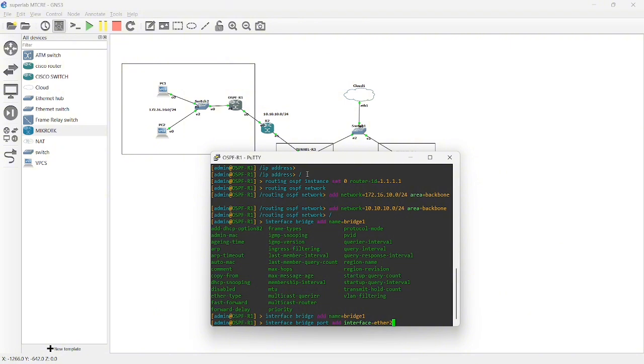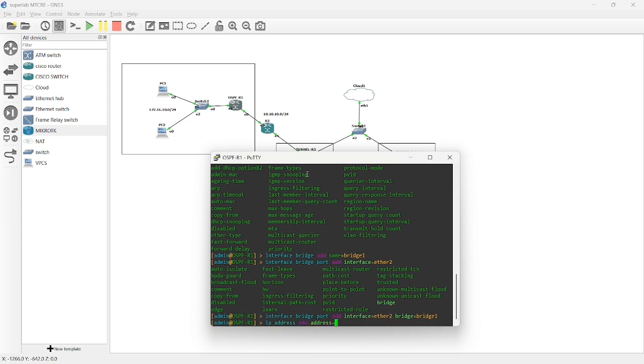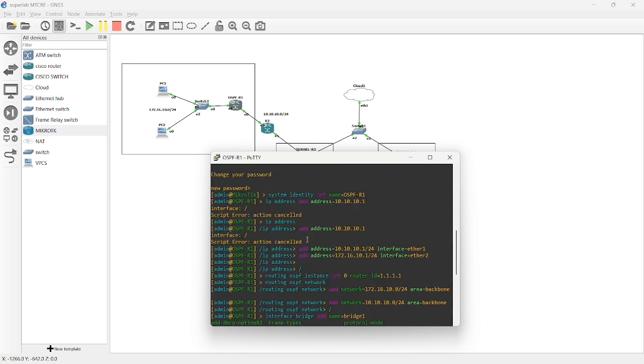Okay. We add the name bridge 1 and add the port interface ether 2 and bridge 1, and add the IP address, and the interface is gateway bridge 1, and the interface is bridge 1. Okay, enter.